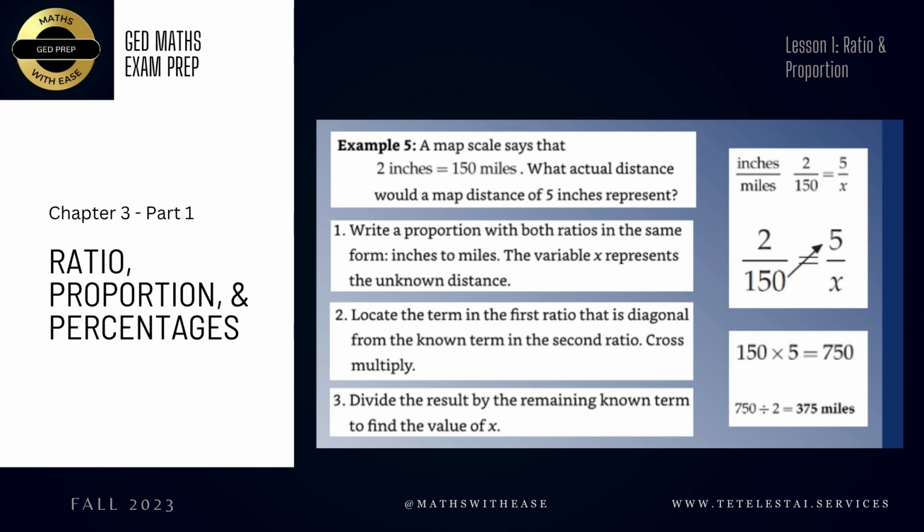So once you've written your proportion in terms of ratios, inches to miles, you're then going to locate the first term in the ratio that is diagonal from the known term in the second ratio, right? So our first term in the ratio that is diagonal is right here, right? And you would cross multiply, as we saw in the other example. So 150 times 5 gives you 750.